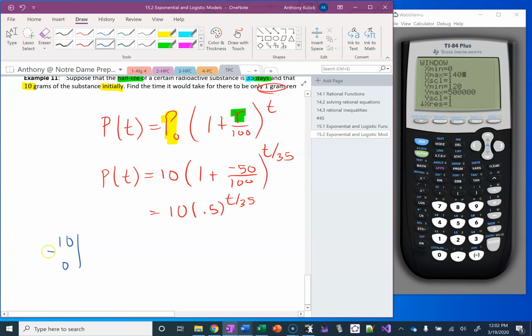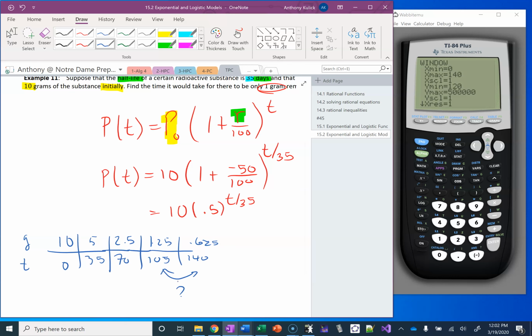Again, writing down what I just kind of thought through. We have 10 grams at 0 time. We have 5 grams at 35 days because it just cuts it in half. We have 2.5 grams at 70 days because we did another 35. We have 1.25 at 105 days. And then after another 35 days, that would be cut in half. So that would be like 0.625. So somewhere in between here is when we're crossing down to 1 gram. That's what I'm looking for.